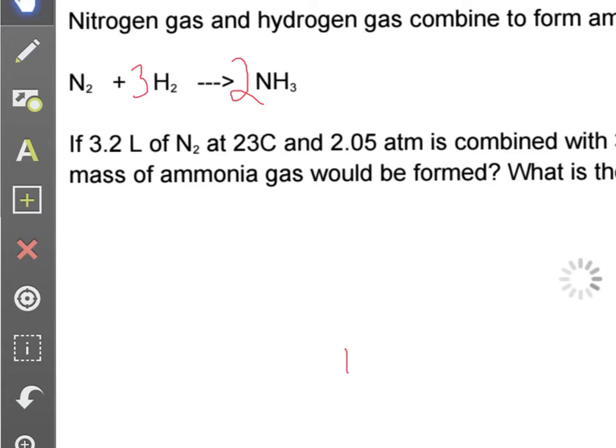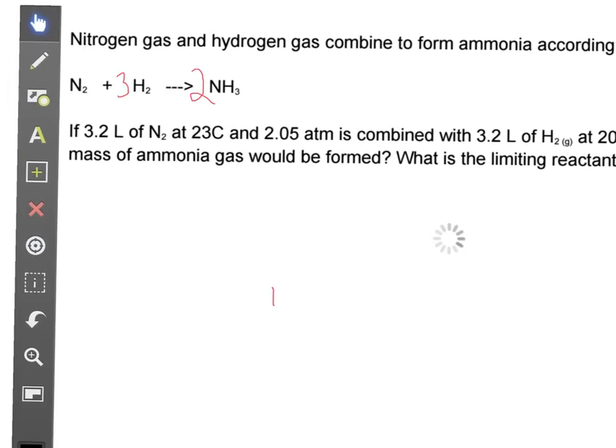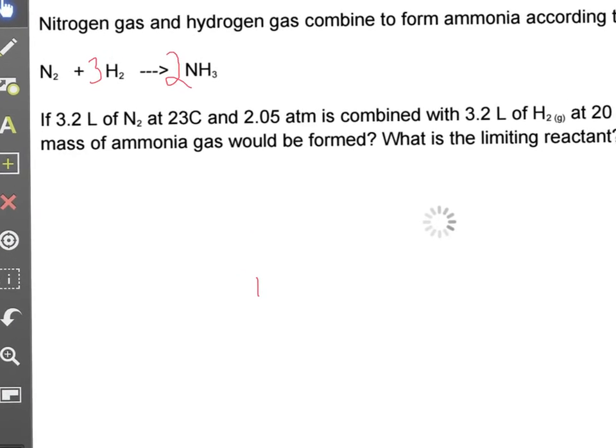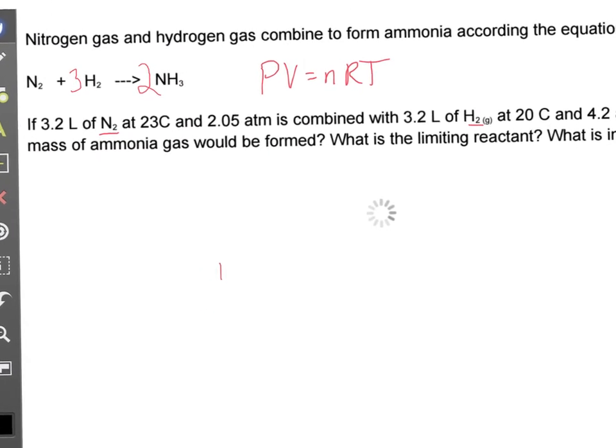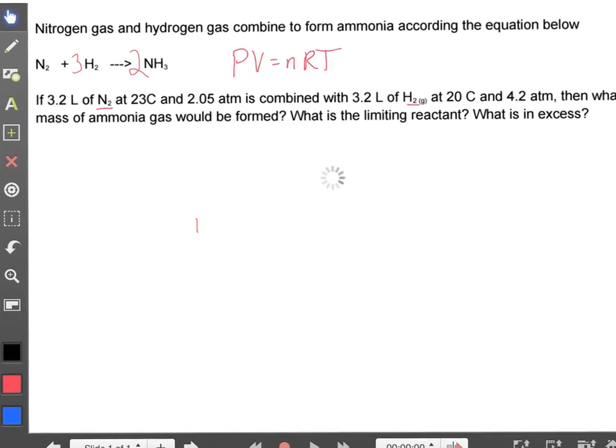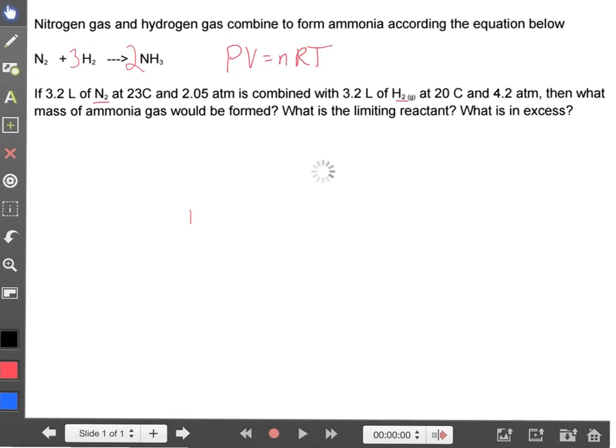The next thing that we're going to want to do, in this particular case, is use PV = nRT, the ideal gas law. And we're actually going to do it twice. We're going to do it once for the nitrogen, and once for the hydrogen. The reason why we have to do it twice is because the gases are at separate conditions, so we have to do it separately for each.